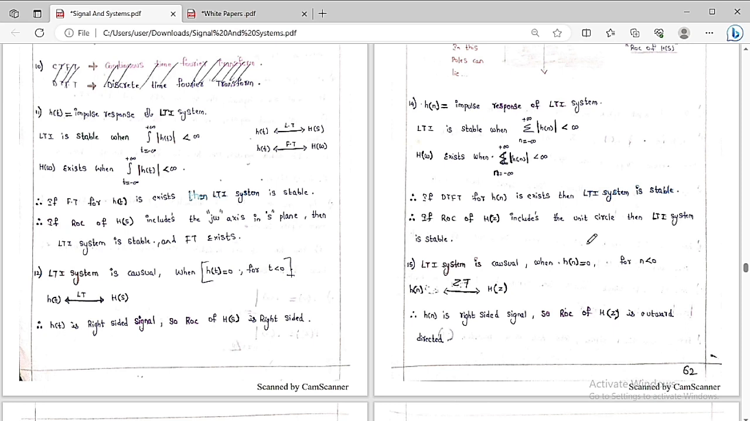I already told you. So finally, suppose you consider an LTI system, which is a causal system. Then h of n is equal to 0 for n less than 0. Definitely we can say it is a right-sided signal. So for h of n, you find the h of z, and if you figure out the ROC of the h of z, it is outward of a circle, because h of n is a right-sided signal. So these points you always have to keep in your mind.